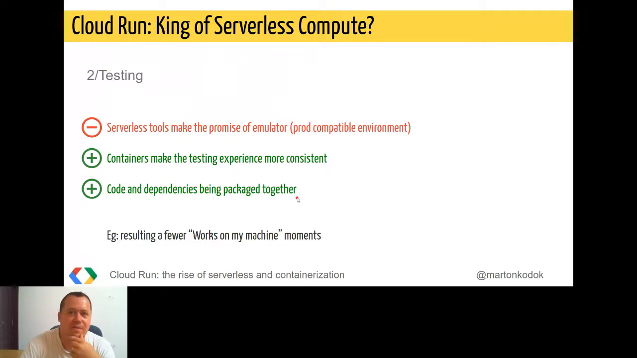Also, code and dependencies are packaged together. If you have worked in the serverless environment, you would figure out that sometimes the dependency version doesn't work out for your application, or something that is packaged together has a different version that's not working out for you, or suddenly there is an upgrade and your application is outdated or it crashes, those kinds of issues. Having containers, Cloud Run actually results in fewer works-on-my-machine moments, which means that if you assemble everything in a container and ship it as a serverless product, it works as it is on your development station and also in the cloud.